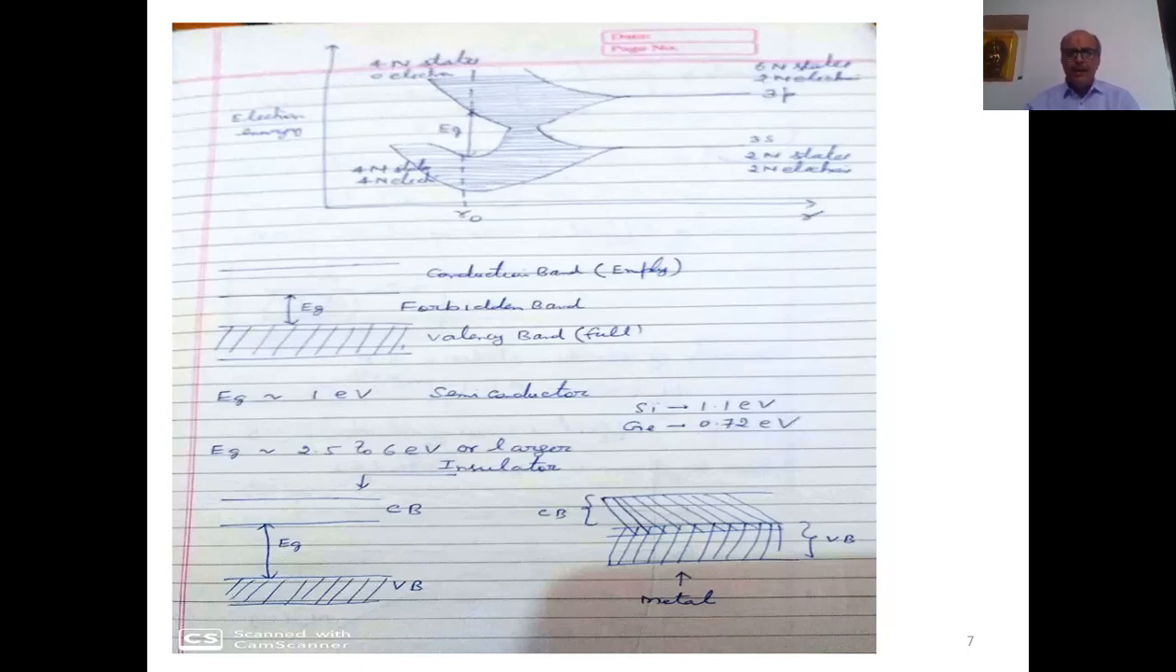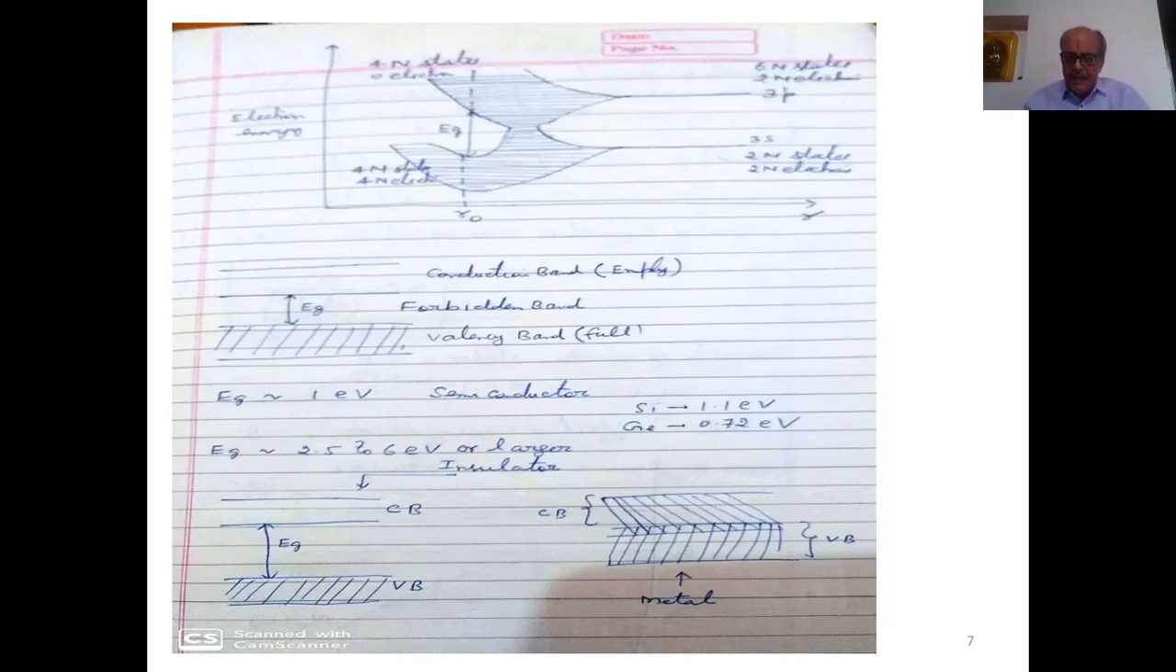If you look at the lower figure, we have a valency band, it is completely full. Then we have a conduction band that is completely empty, but there are states, there can be electrons, but in between the two, we have a forbidden band. The separation between the top of the valency band and the bottom of the conduction band corresponds to the band gap EG. So this EG is the band gap.